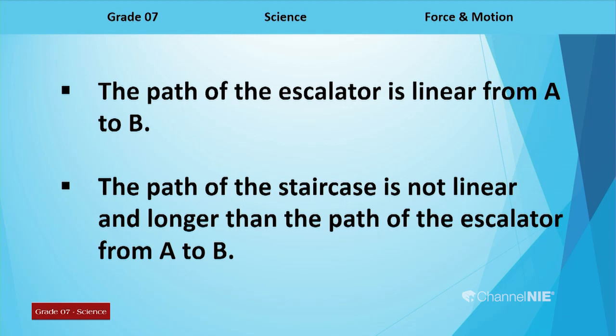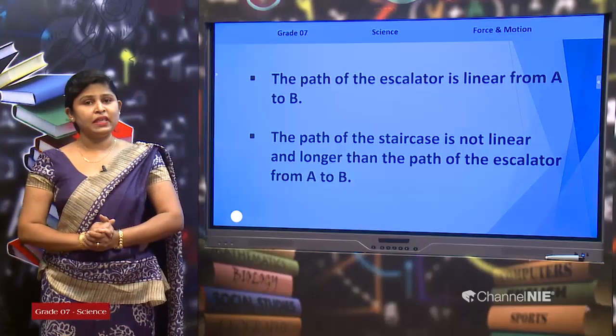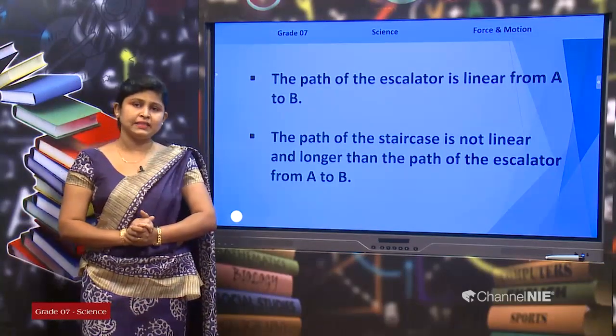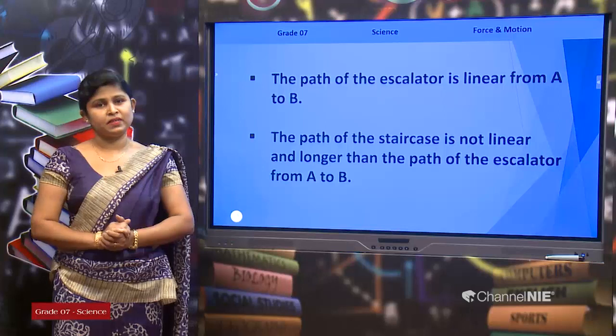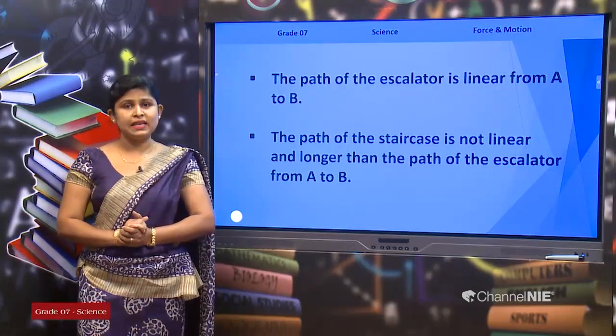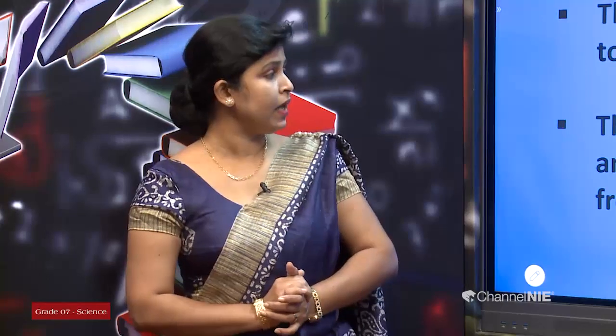My dear children, I wanted to explain to you about distance and displacement. When we think about the motion of the escalator, it is similar to the displacement because the motion of the escalator is linear. But when we think about the path of the staircase, that is not linear. Right? That is longer than the path of the escalator from A to B. So, we can say that the path of the staircase is the distance and the path of the escalator is the displacement. Right.